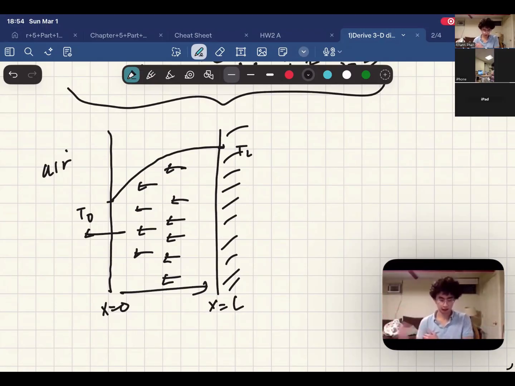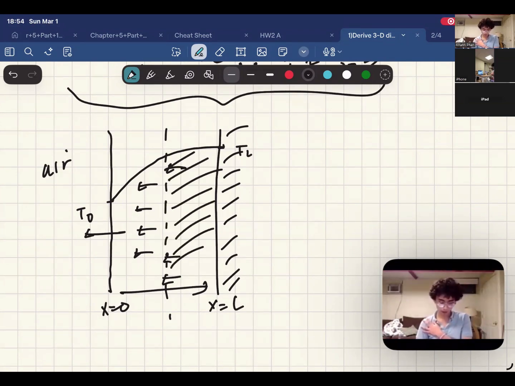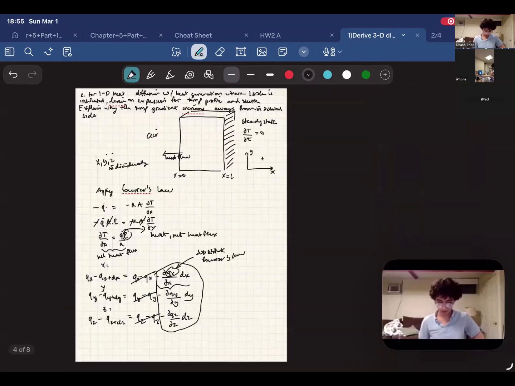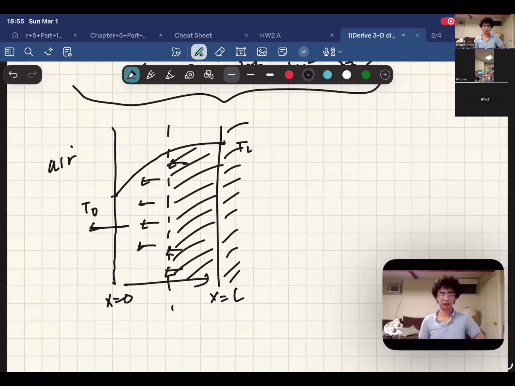So let's say, for example, if you divided this by half, then only this volume or area of the object generates heat compared to the entire thing. So if you fold it in half, that would be less heat flux compared to if you have it longer, because it has to generate heat for all of the area before it. So this is why heat flow is higher, which makes the temperature gradient increase as it gets further away from the insulated side.